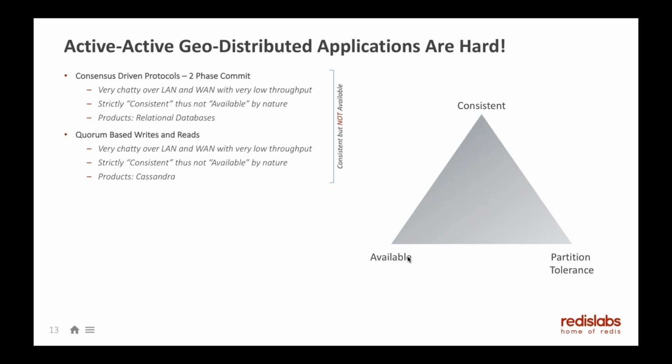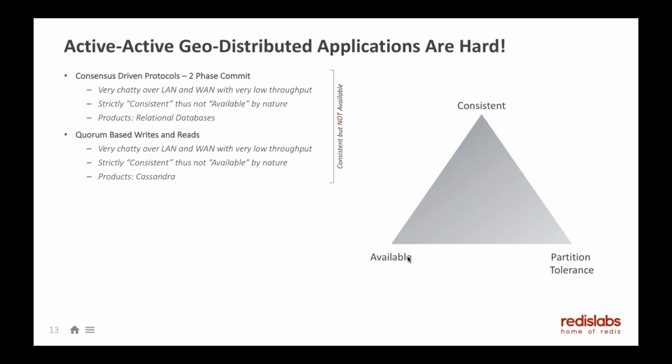It provides strict consistency, but by its nature, it also means that it is not available. So two-phase commit requires every participant to be up and running and voting before the transaction can be committed. So any participant being down means you can't really run your transaction.